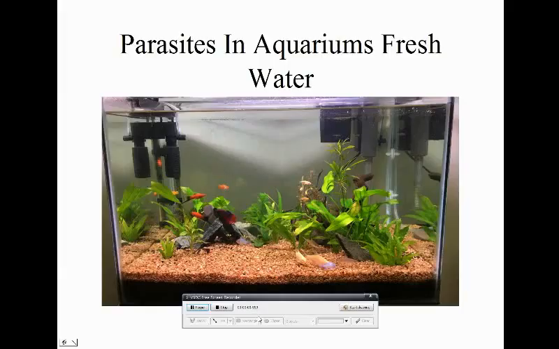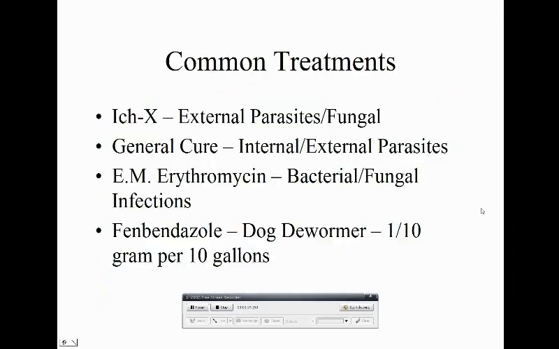Alright, what's going to happen here, we're going to do parasites in the aquariums. Freshwater only, of course, and then kind of just go from there. I don't really know where I'm going with all this. I spent a lot of time doing a slideshow here, and we'll just continue with that. So, anyway, the very first thing I want to show you is common treatments.